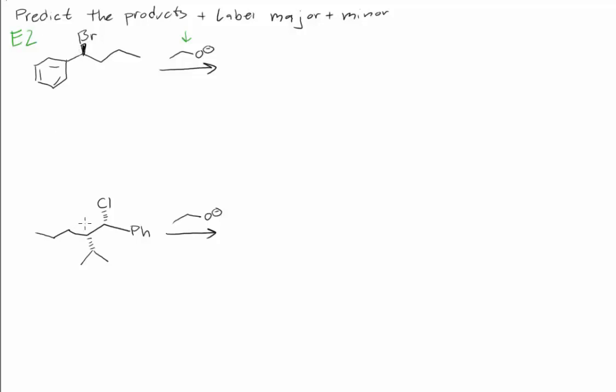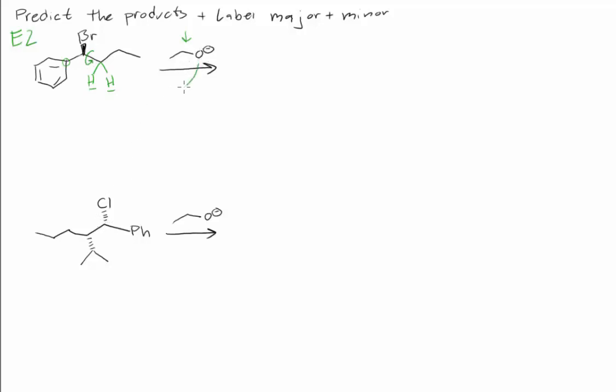So once we've established that it's E2, we need to decide where the beta hydrogens are, and there are 2 beta hydrogens on this molecule. There are no beta hydrogens on this carbon, so we don't have to worry about it. And because there are 2 beta hydrogens, and we have free rotation around this CC bond, we can use either beta hydrogen to eliminate in our E2 mechanism.